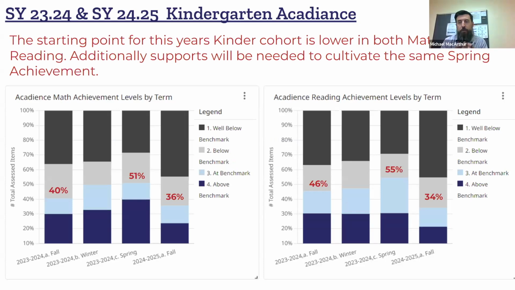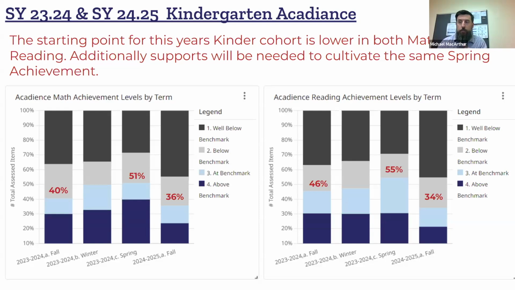And the colors represent the performance level of the students. So the dark blue and the light blue, that is above benchmark and at benchmark. You can think of that as students that are on track. They have average performance. If they continue on their trajectory, they're going to read on grade level. They're going to be fluent readers. They're going to be able to comprehend text. They're going to be fluent mathematicians.